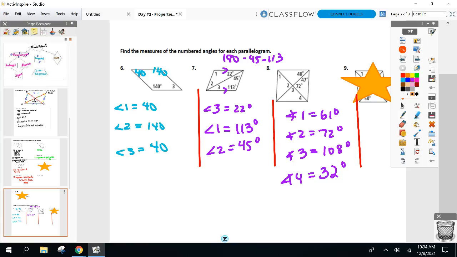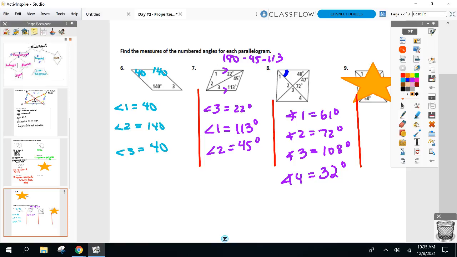Again, you don't have to use a parallelogram property. Like, hey, finding angle 2, they were vertical. Done. Finding angle 3, they're linear pairs. I don't need a parallelogram property. And also, maybe finding an angle you don't need may lead you to an angle that is numbered. All right? Any questions before we leave it?